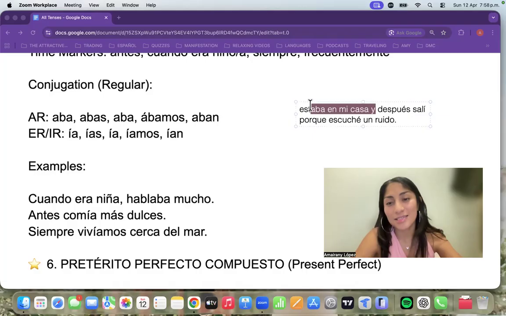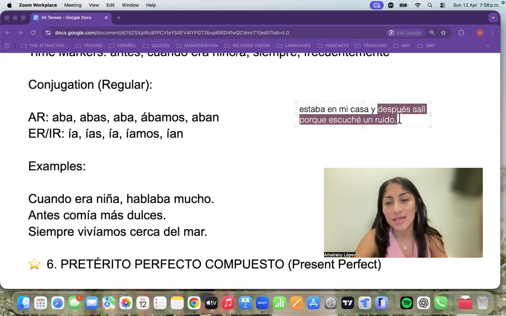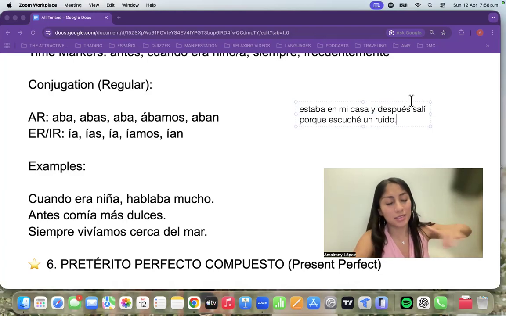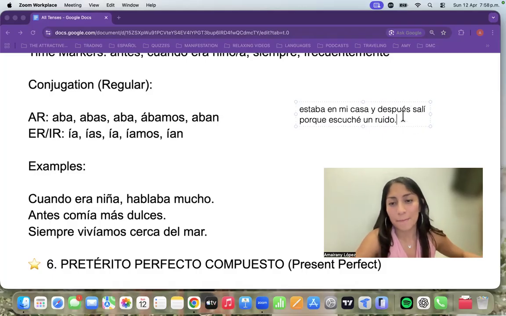Now, estaba en mi casa describes the context. It tells me what was happening. It gives me a description of the environment, of the situation. But then the simple past tense tells me what were the actions that happened subsequently, right after that.